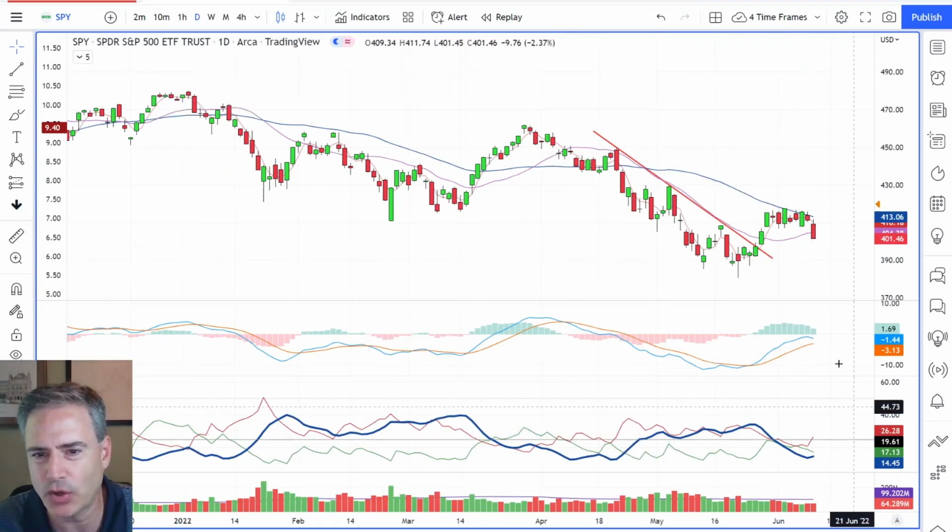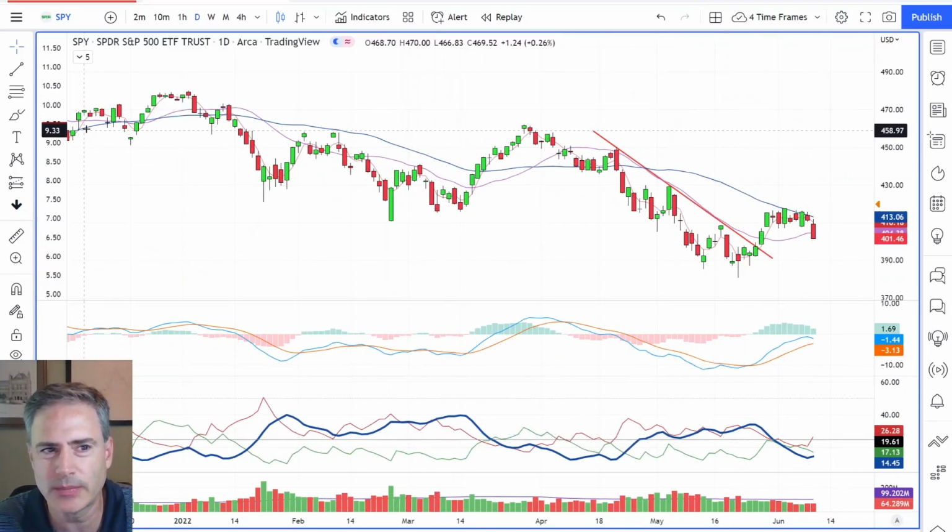So based on that, it's hard to draw too many conclusions about whether we're starting a whole new leg to the downside. I mean, I don't like this pattern. I don't like the pinch play and all that. But again, this was a pretty good low at that point.